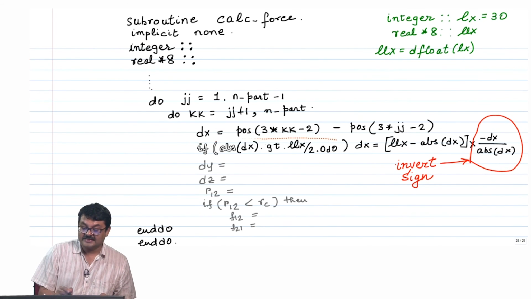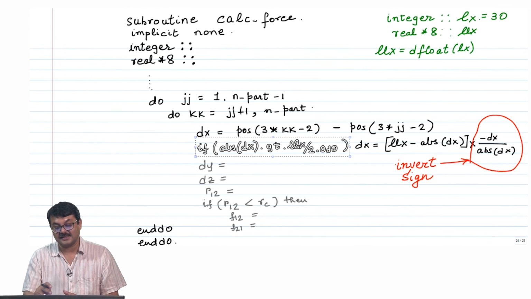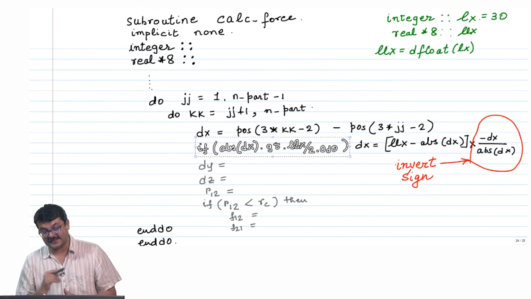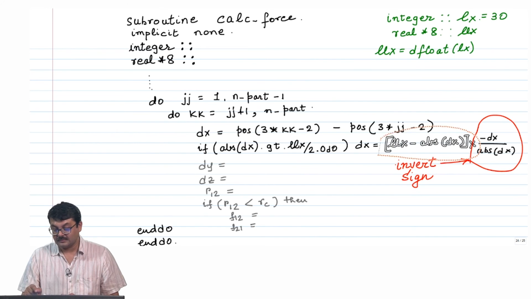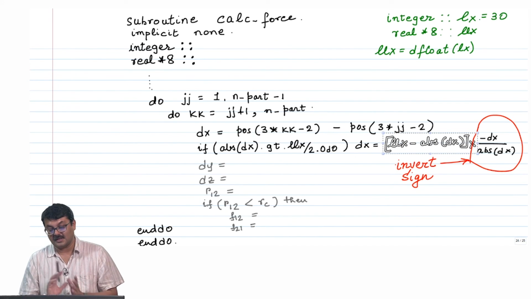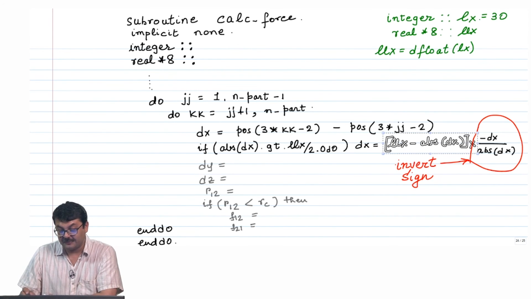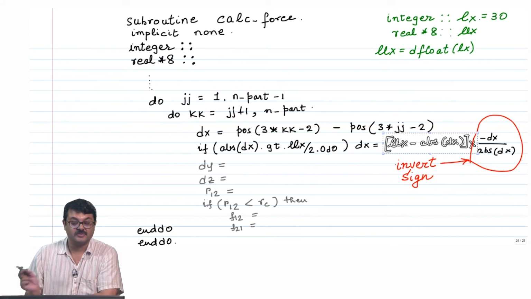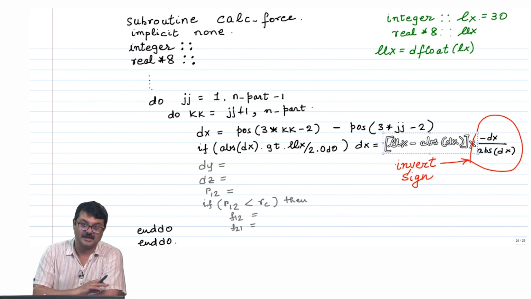So, if dx, the x distance between the two particles, is greater than half the length of the box in the x direction, then dx equals... this is calculating the distance in the minimum image convention. You are saying, okay, I want to wrap around the box and calculate the distance. So LLX minus the absolute value of dx, because you do not know which particle is on the right and which particle is on the left, right.